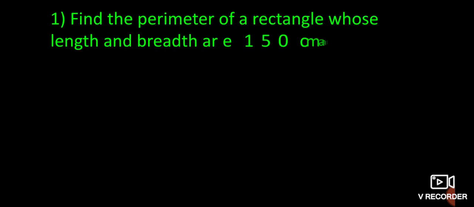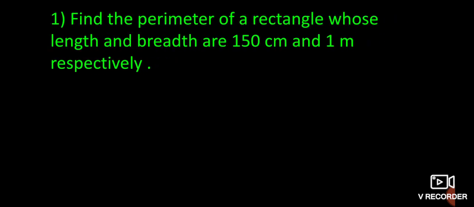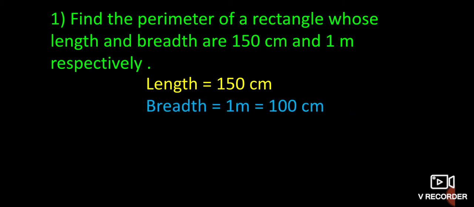Okay, first question. Question number 1. Find the perimeter of a rectangle whose length and breadth are 150 centimeter and 1 meter respectively. Length is 150 centimeter and breadth is 1 meter. 1 meter means 100 centimeter. So first we write length equal to 150 centimeter, breadth equal to 1 meter.